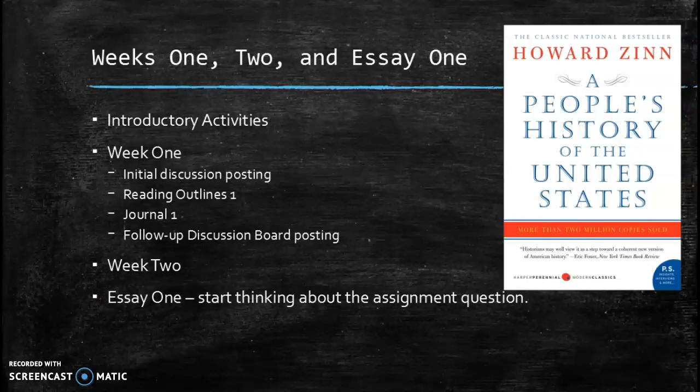I already talked about thinking about the assignment question for essay 1, and I talked about making sure you hand in these assignments for week 1. So that initial discussion board posting is due Thursday, then you will have follow-up postings to your classmates due Sundays, and those instructions are up on the discussion board assignment. Then make sure you get your reading outline and your journal in as well.